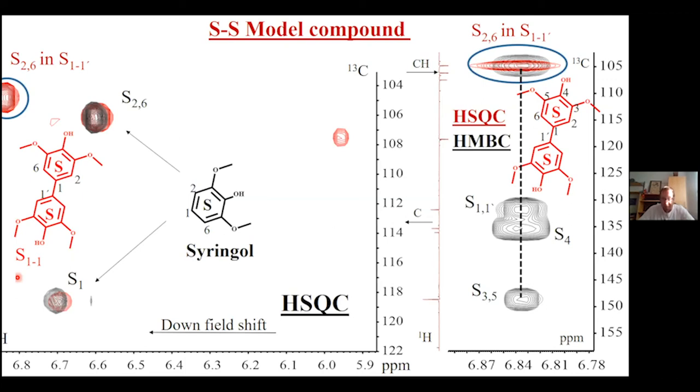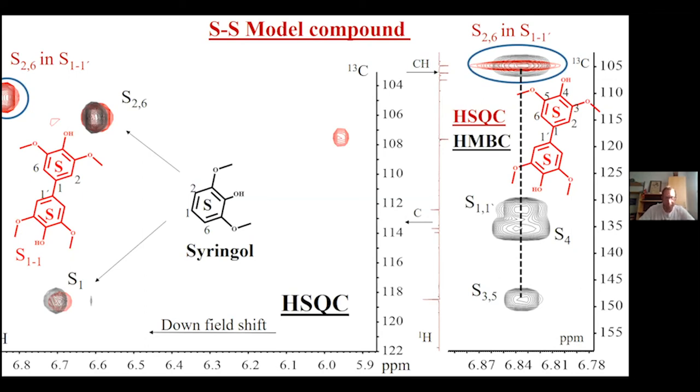The assignment was confirmed by HMBC. HMBC is a very powerful tool which allows us to identify atom connectivity up to 3 bonds and also between 2 different spin systems. And here we can see the correlation of the protonated carbon in position 2,6 with the 3 non-protonated carbons. The only way that we can get this atom connectivity is a symmetric 1,1 para structure.